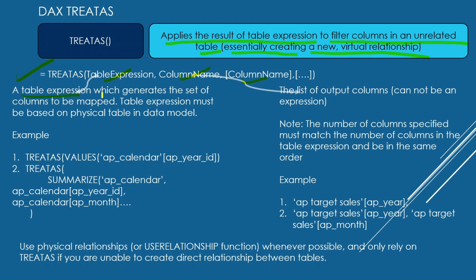A table expression generates a set of columns to be mapped. The table expression must be based on a physical table in the data model. So the parameter value which is supplied in a table expression must be based on a physical table in the data model. Then we can write any kind of table expression. For instance, this is the TREATAS, this is the value, and this is the table which is present as a physical table, and this is the name of the column.